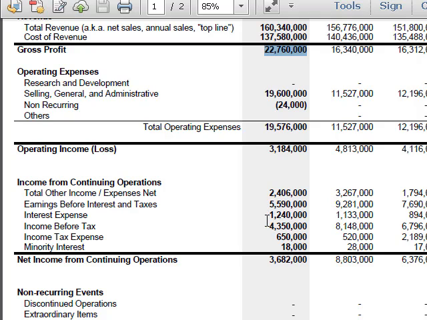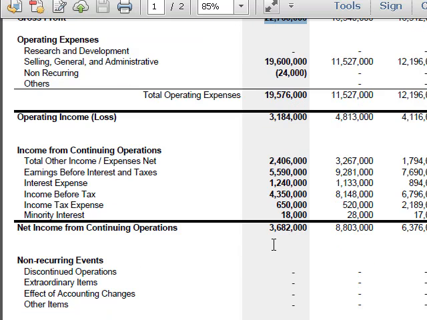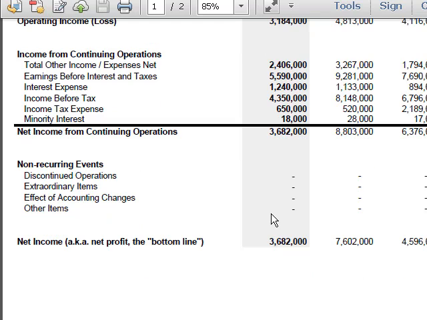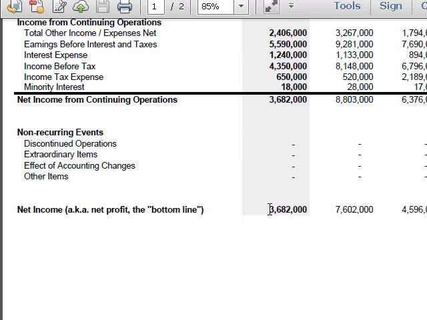They had to pay interest, and then there's the income before taxes, then they had to pay taxes. I'm not sure what minority interest is. I have to go look that up. But then here, it tells us that they earned $3.682 billion, which is a significant drop from the year before. You see, things are slowing, folks. People are a little bit behind on their car payments. Actually, some of them are far behind on their car payments.